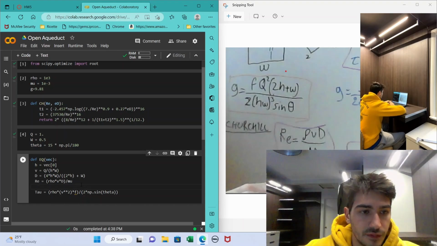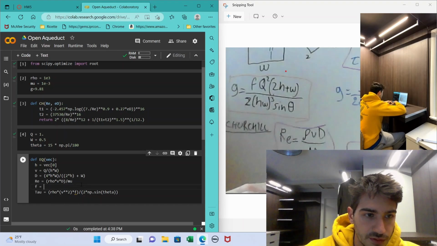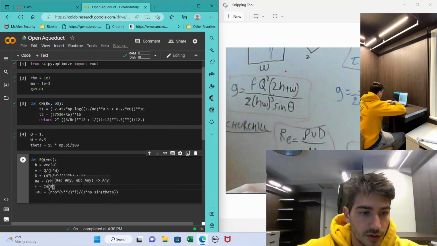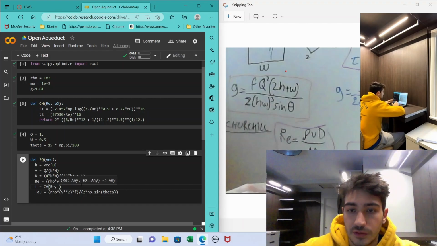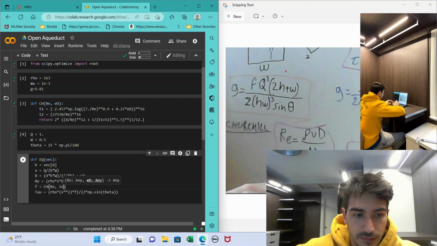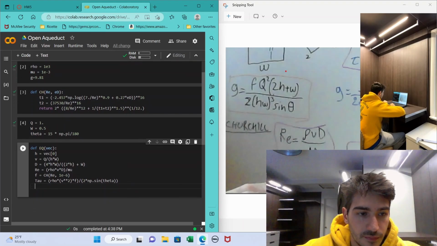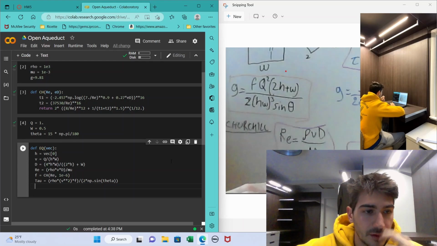So now, of course, we're missing F. Of course, F is the Fanning friction factor. So we call the friction function and we're going to put in Re, the Reynolds number that we get. And for e over D, which is our surface roughness, I'm just going to give a generic value of 10 to the -6. Now we have all of our values for tau, and we can, of course, now plug that in for g, for our final expression.